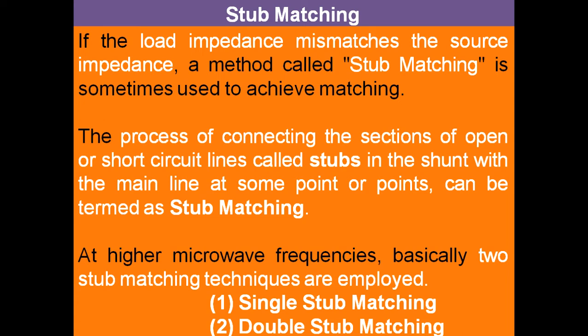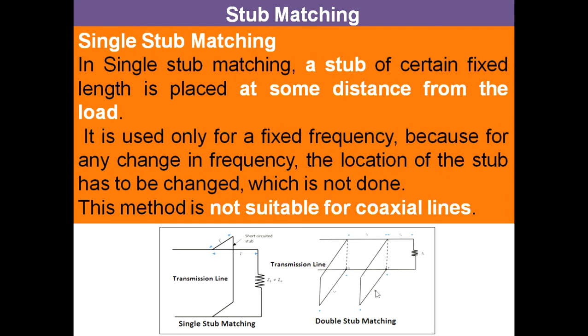The effect of impedance mismatch can be reduced by a method called stub matching. That is the process of connecting a section of open or short circuit line, called a stub, in a shunt manner with the main line at the point where we have to reduce the impedance mismatch. There are different types of impedance matching, that is single stub and double stub. Single stub means, here this is a stub, and this is a short circuit stub.